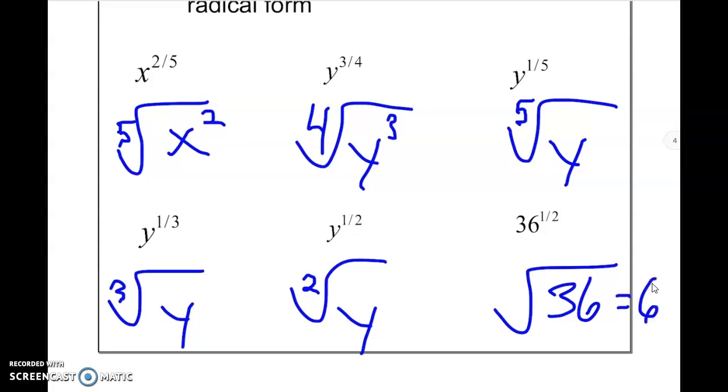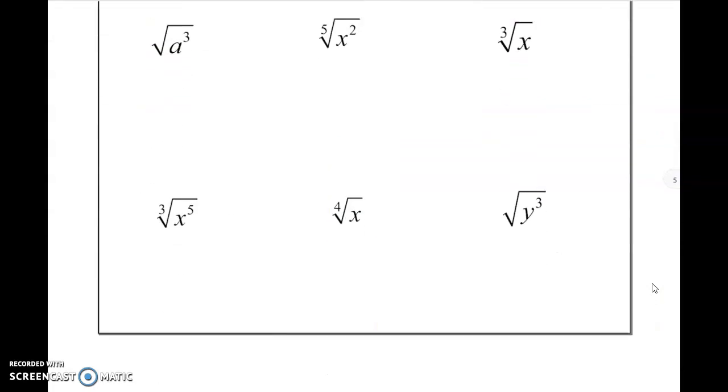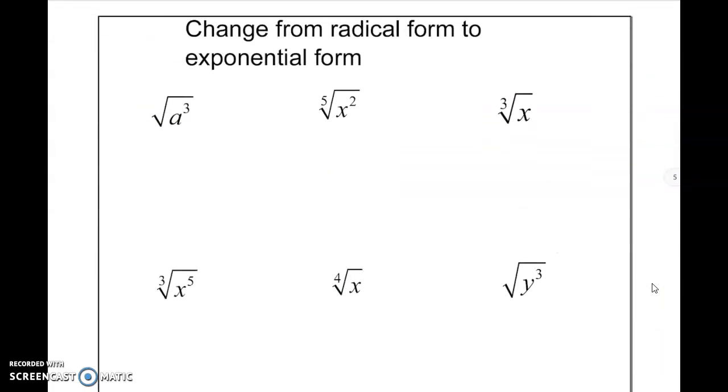We can do that. 6. All right, so that's really the only extra thing you'll be asked to do, is actually bring it down to its simplest form. Okay, going the opposite direction. Okay, all right, so I know all of my bases have to be there.